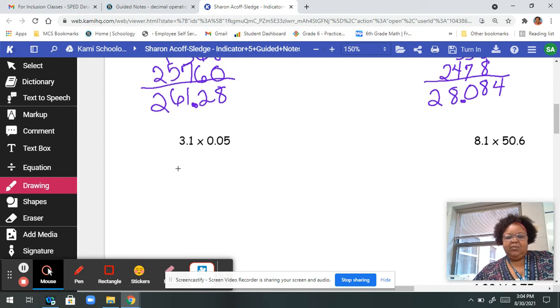Let's do a couple more. This one, there's something funny with the zeros. So I'm going to go ahead and do this the traditional way. The first thing I need to do is multiply everything up here by 5.